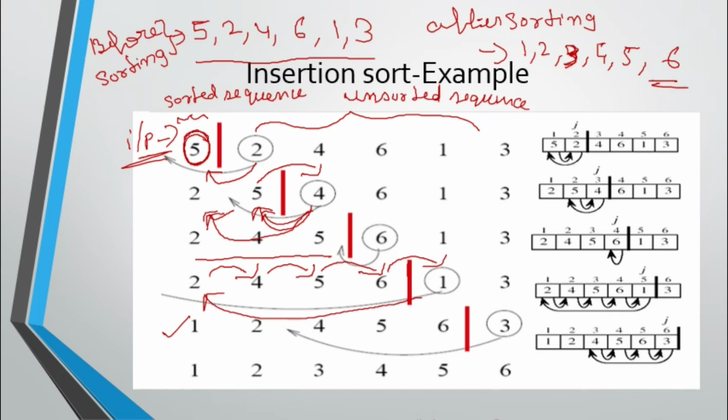Lastly, 3. Now 3 is compared with 6. Yes, move 6 to the right; 3 you should not move. Then 3 is compared with 5, so move 5 to the right. Then 3 is compared with 4, so move 4 to the right. Next 3 is compared with 2. No, 3 is greater, so you place 3 directly in this position. So that is how it works. Finally you get the sorted sequence 1, 2, 3, 4, 5, 6. When all the numbers are over, you get the sorted sequence. This is the insertion sort.